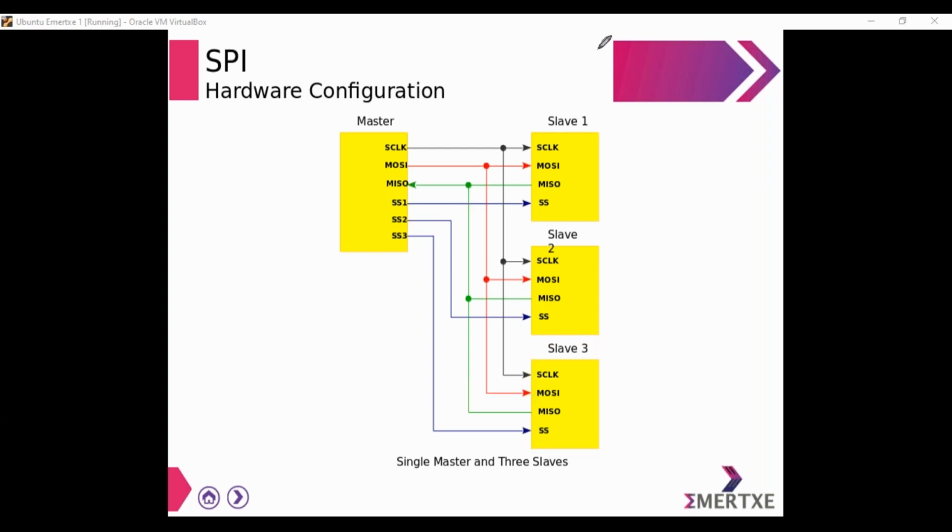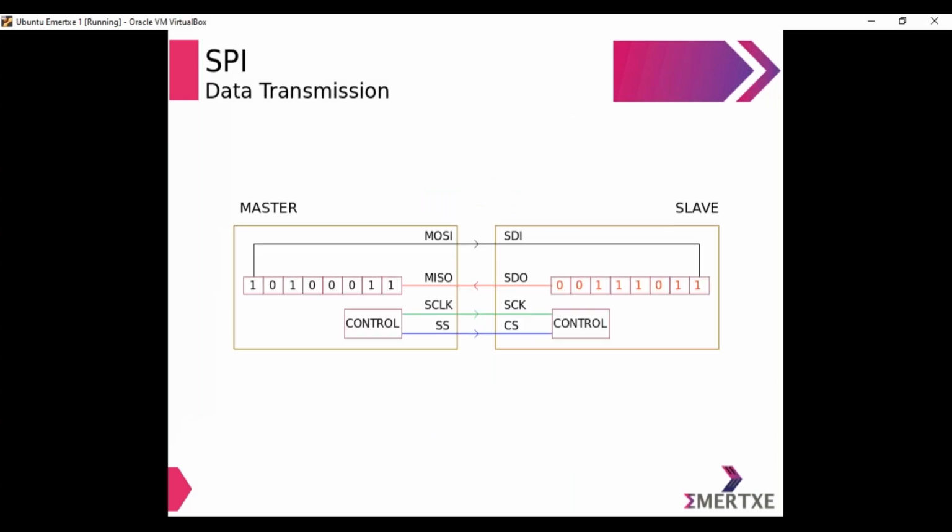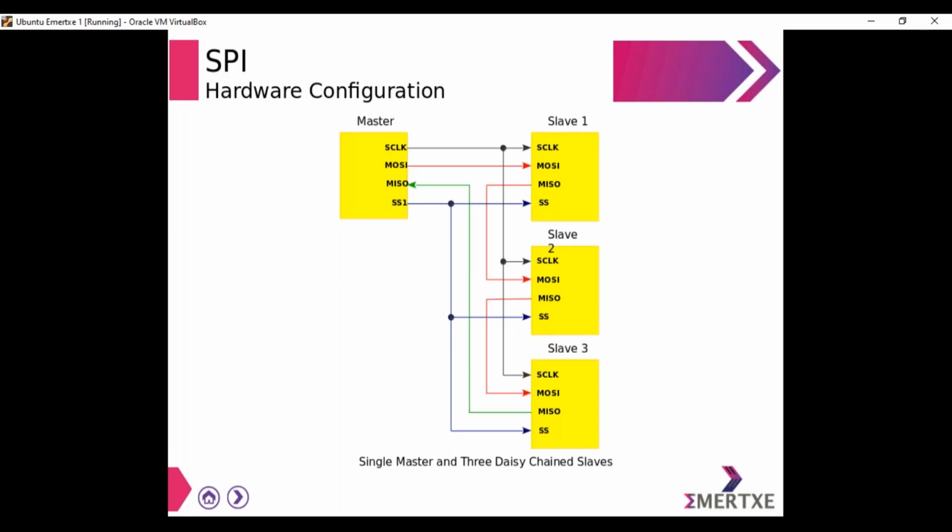So as a substitute, to overcome the drawback of this hardware connection, we have one more kind of connection called the daisy chain configuration. Now what happens in daisy chain configuration is that it tries to reduce the number of slave select lines. I still have a single master with multiple slaves, but I don't have multiple slave select lines. There is only one slave select line for all of the slaves in the network.